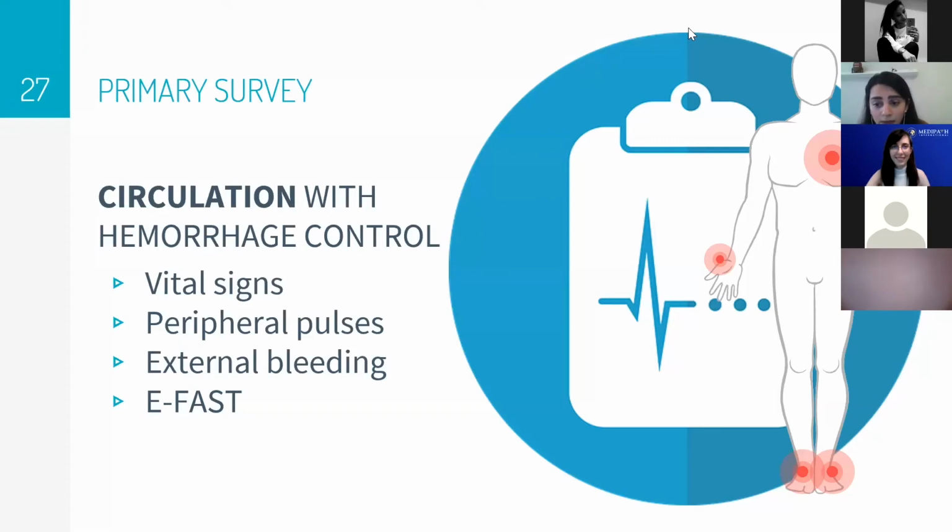Finally, you might do something called an EFAST exam on every trauma patient to look for free fluid in the abdomen. EFAST is a type of ultrasound examination that looks for free fluid in the major areas of bleeding. EFAST stands for Extended Focused Assessment with Sonography for Trauma. So this is a great tool in trauma. It's an ultrasound, and we're going to talk a little bit more about that.